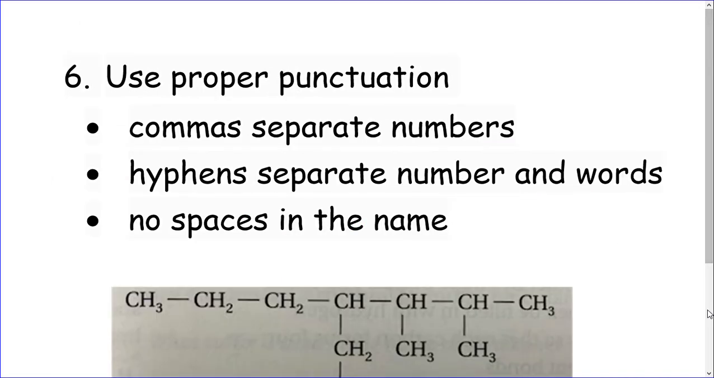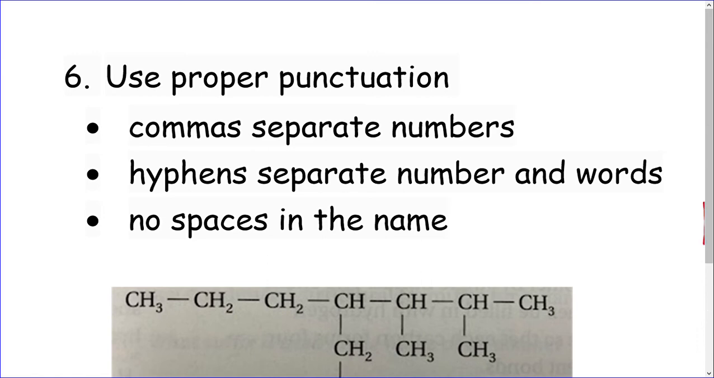So number 6, use proper punctuation, and these are very specific. Again, IUPAC rules. In grade 11 you'll start seeing APA and MLA formatting for different things, and so this is no different in terms of formality and where things need to be. So commas separate numbers, hyphens separate numbers and words, and there's no spaces in the name as you start to write it out. So you shouldn't have these huge gaps in between your phrases.